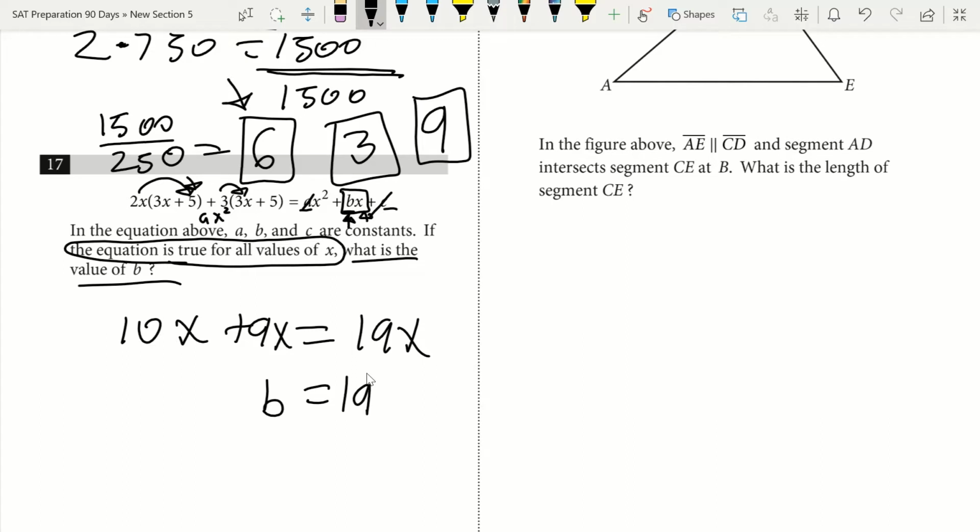In this case, there are no multiple choice options. So we just want to solve for the only thing that we need to know, which is the value of b. So we don't waste time doing this 2x times 3x because that gives us an x squared, which we don't need to know. So that's one big thing to save time there, is not solving for things that we don't need to know, making sure we only solve for the things we do need to know.